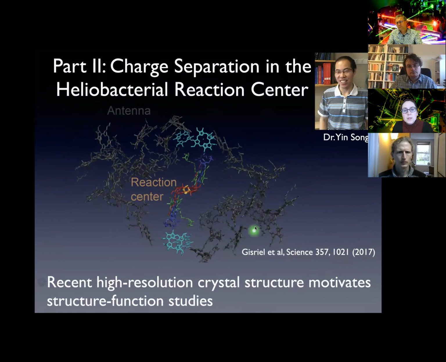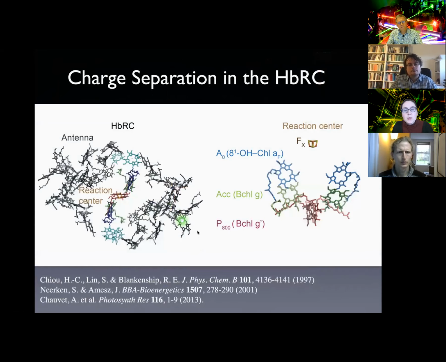And recently there was an excitonic model that was published on the system. So here I'm showing the structure. So there are many more pigments than the bacterial reaction center. And this reaction center is actually a homodimer. Okay, so it is symmetric. Unlike the bacterial reaction center, the charge separation happens on both sides in this system. And the antenna, so there are a total of about 60 pigments. Primarily bacterial chlorophyll G and bacterial chlorophyll G prime.